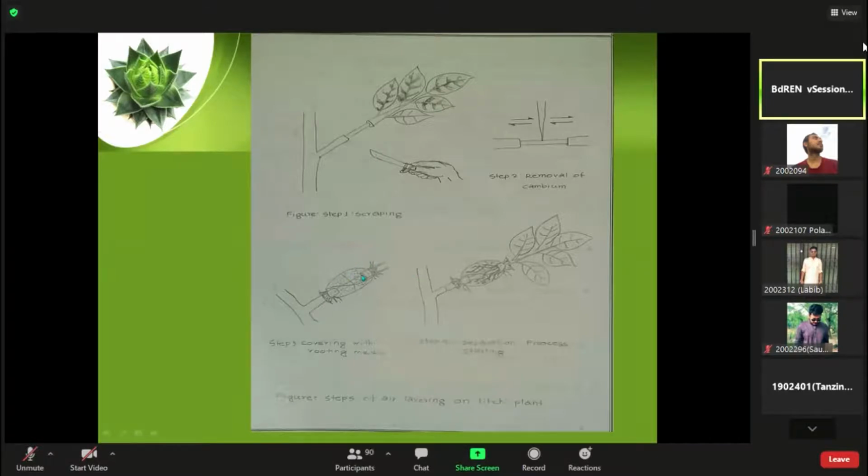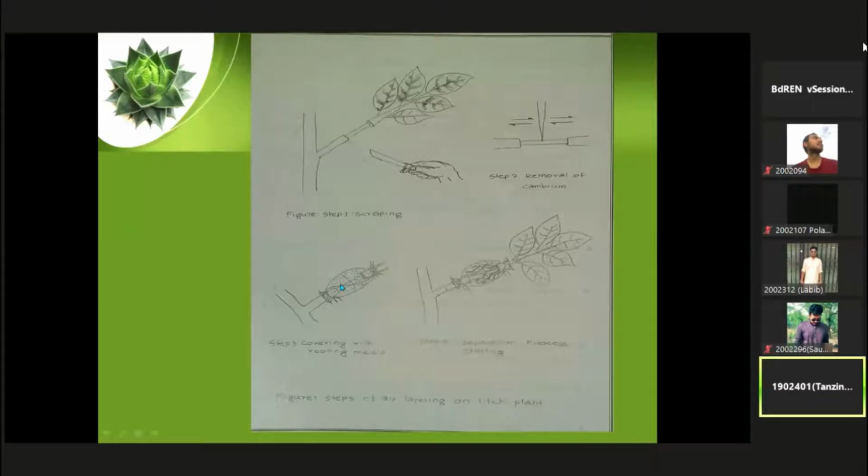We will give the rooting media, which is made from soil and well decomposed cow dung. Do you understand? Yes, sir. Labib, and then we will cover it with polythene sheet. We'll keep it this way, and the roots will be produced inside. Sir, how many days does it take to produce root? After 3 to 4 weeks it will produce. Then we will remove the polythene.